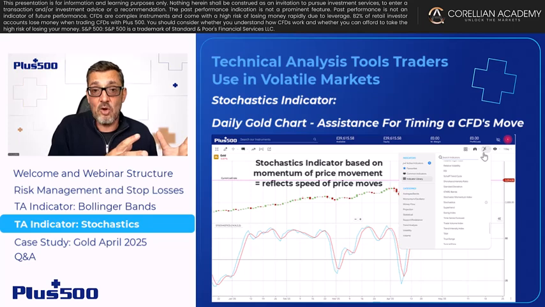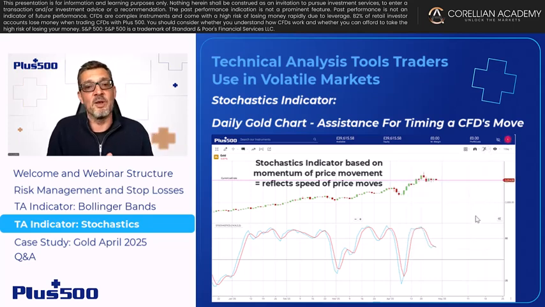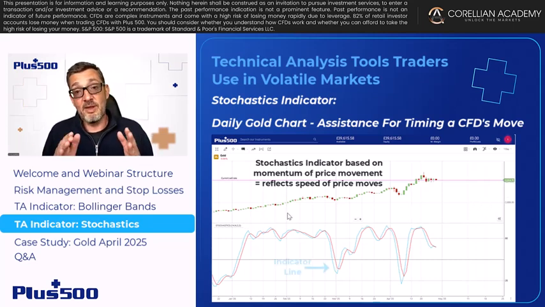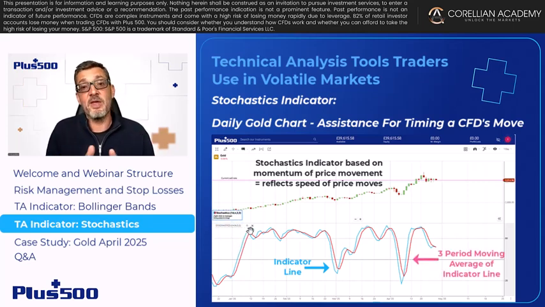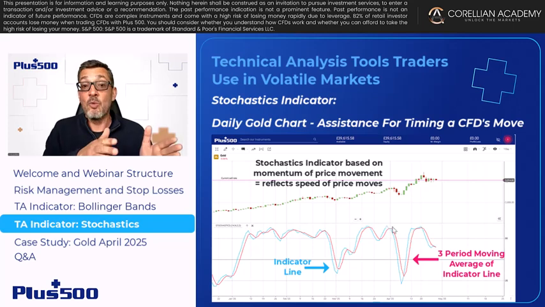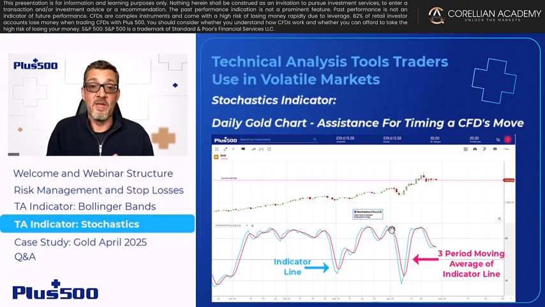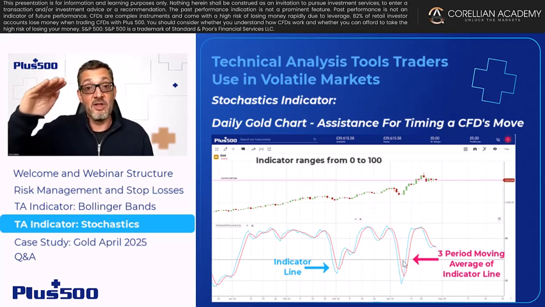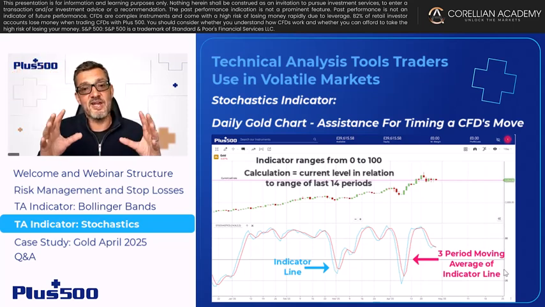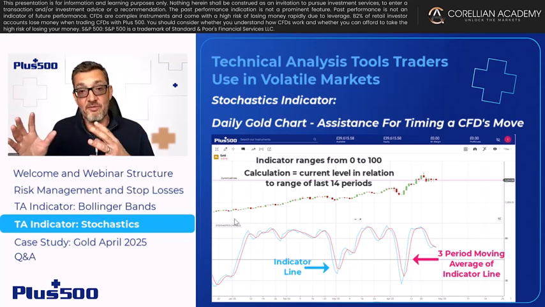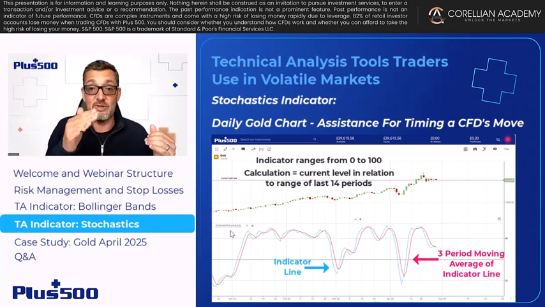This indicator is based on a momentum of price movement, which means it reflects the speed of price moves. The indicator is made up of two lines, the indicator line, which is the blue line on the chart on screen, and a 3-period moving average of the indicator line, which is the red line that you can see on screen. The indicator ranges from 0 to 100, and the calculation takes the current price level of the CFD that you're looking at in relation to its range over the last 14 periods.